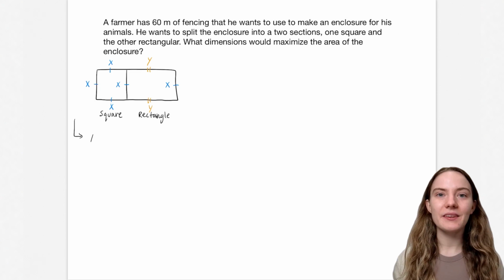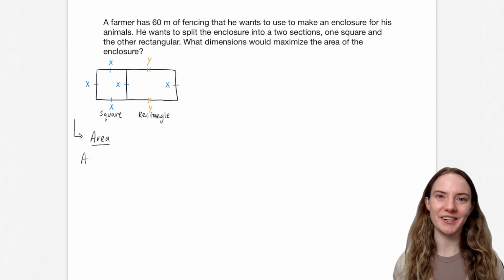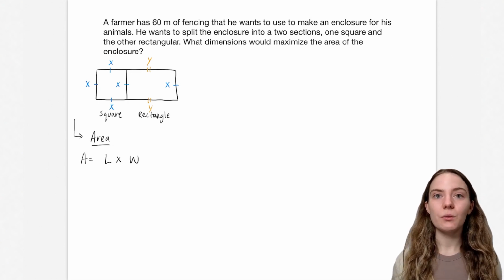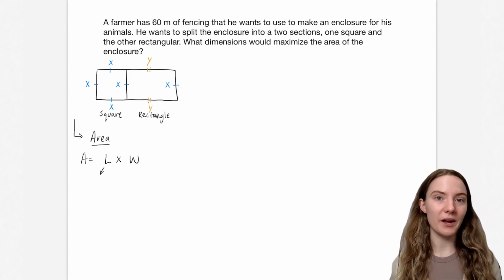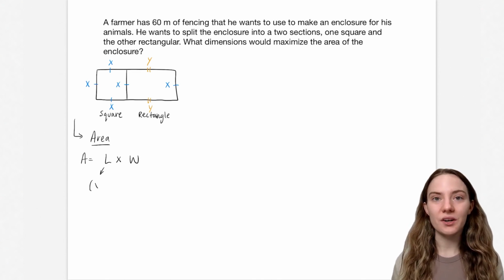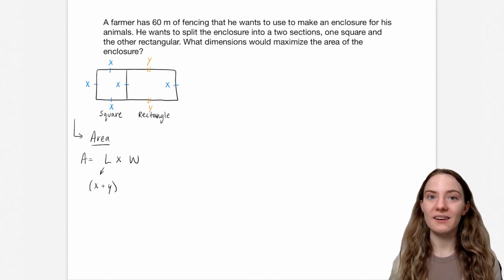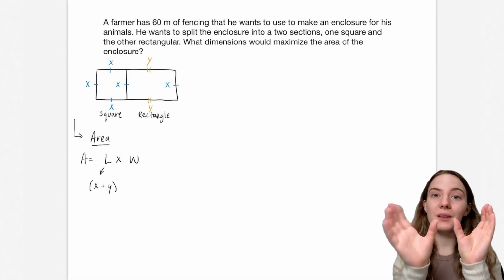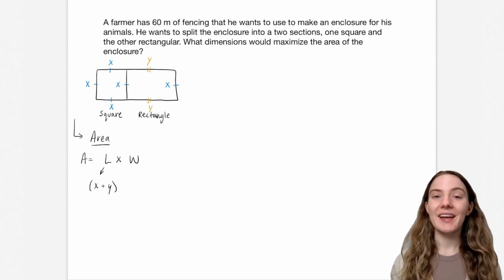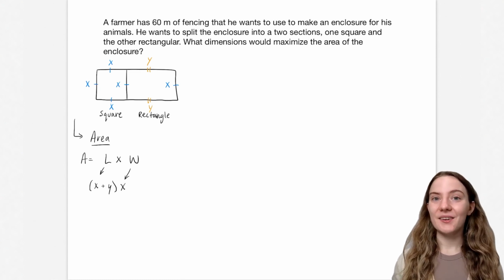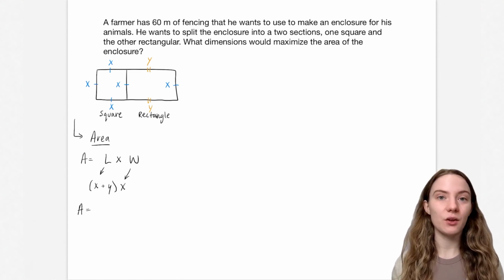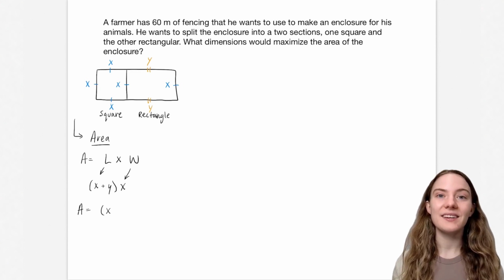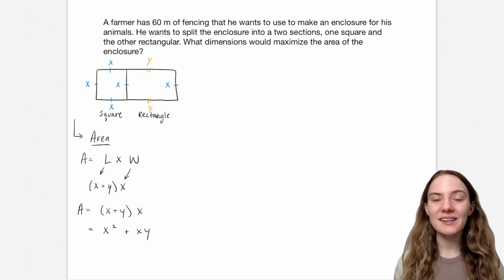The next step is to find an equation that will help us solve for the area of this enclosure. The area of this enclosure would just be its length times its width. Now the length of this enclosure is x plus y. That's the square section plus the rectangular section. And the width is just x. And so we can say that the area of this enclosure is (x + y) times x. Now let's expand out these brackets, and that would get us an area of x² + xy.